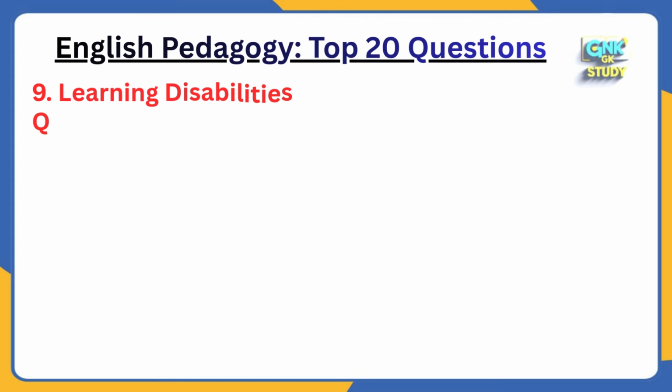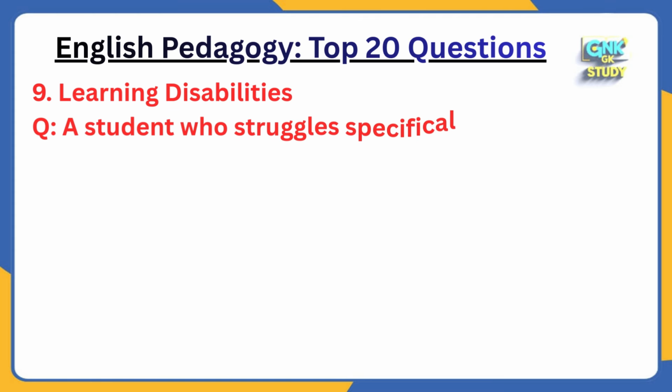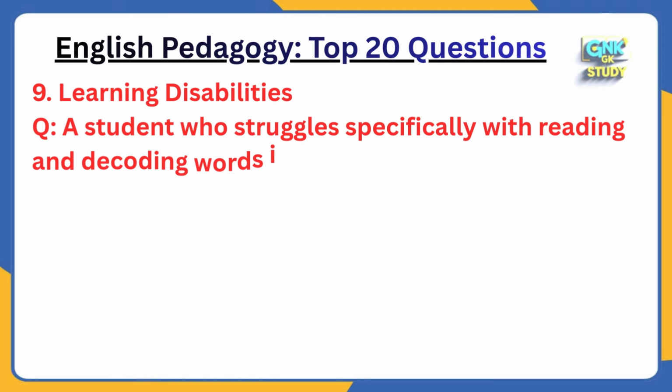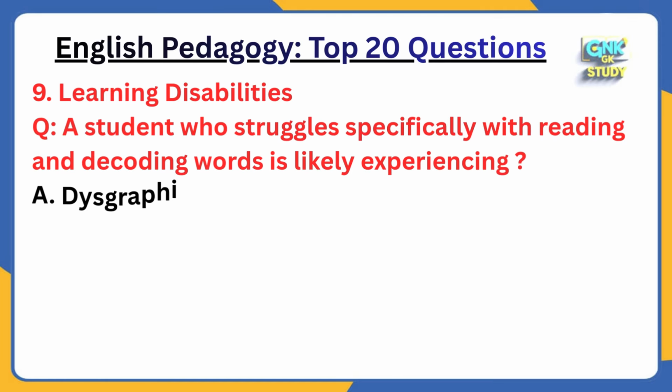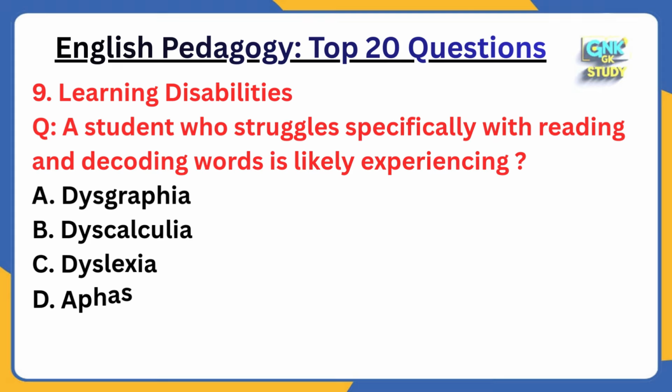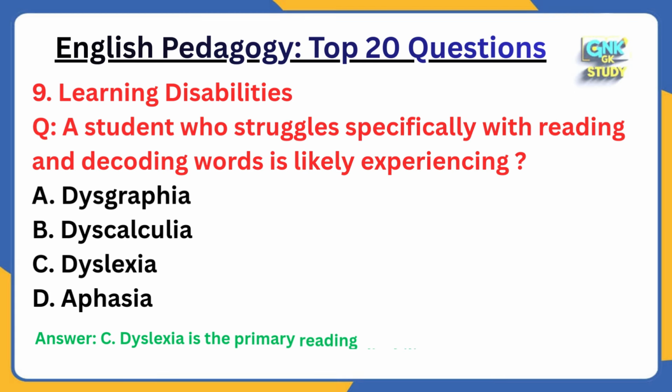9. Learning disabilities. Question. A student who struggles specifically with reading and decoding words is likely experiencing A. Dysgraphia, B. Dyscalculia, C. Dyslexia, D. Aphasia. Answer C. Dyslexia is the primary reading disability.